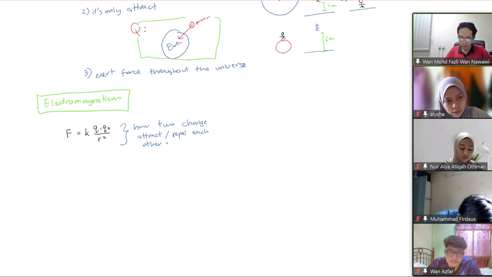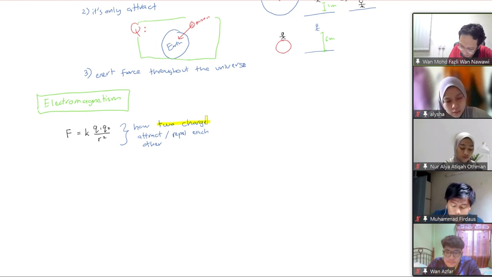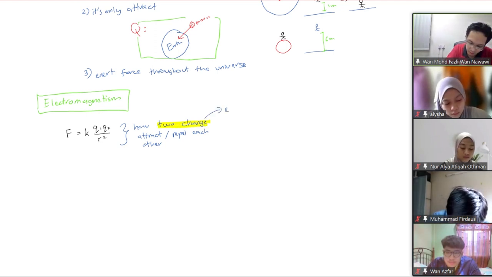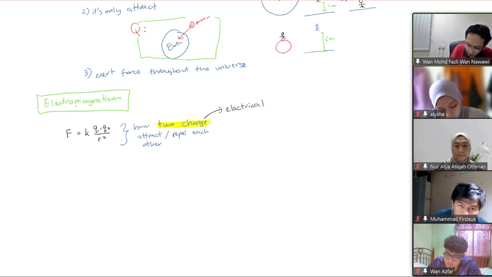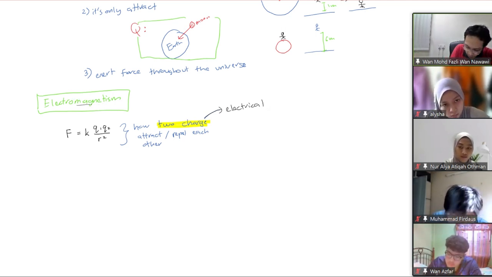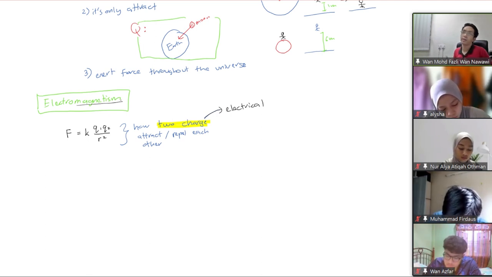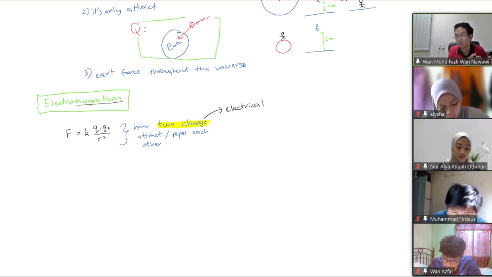When I say two charges, you are normally familiar with charge when you talk about electricity. There are different charges, the positive charge and the negative charge. But the question is, why is there magnetism here? Why don't they just say electrical force? Why must they say electromagnetic force, rather than just electrical force?